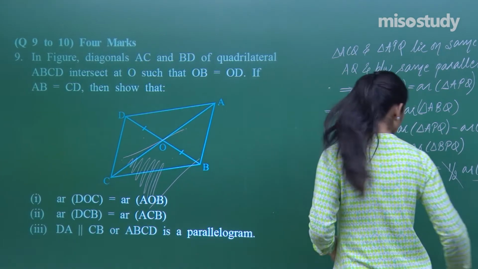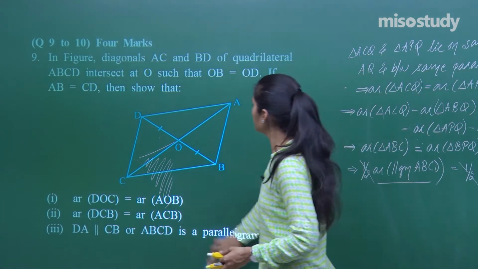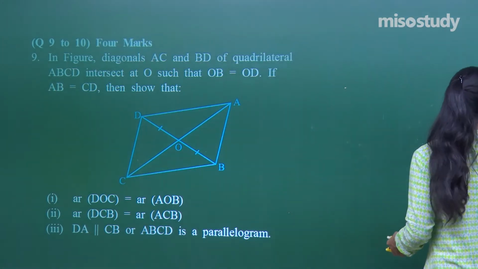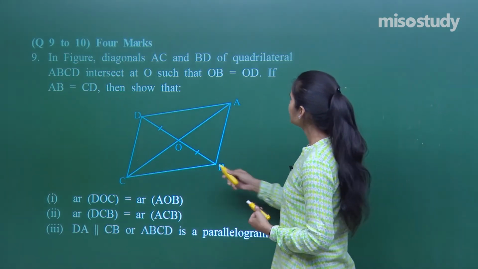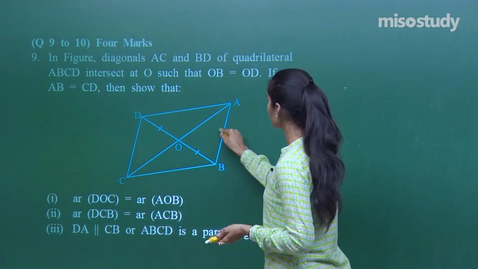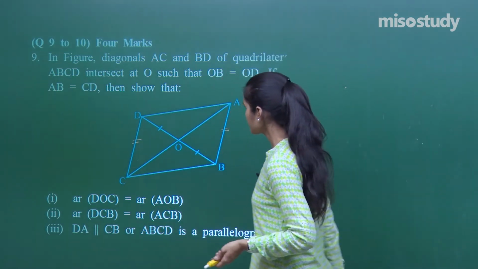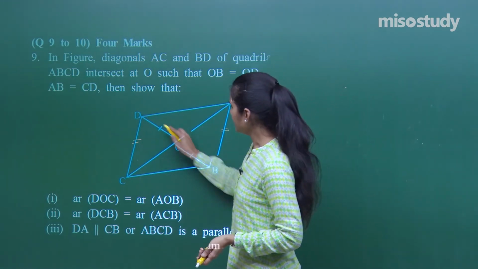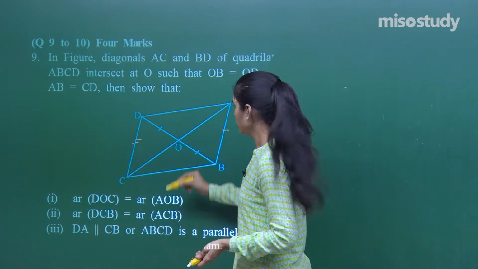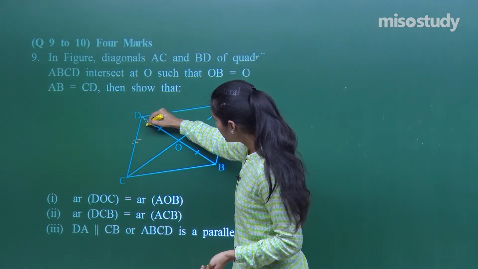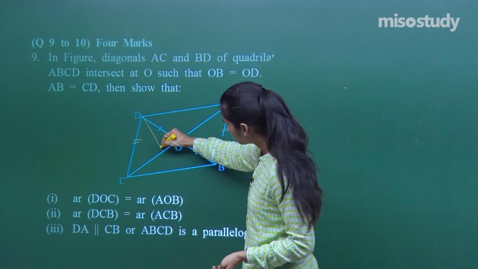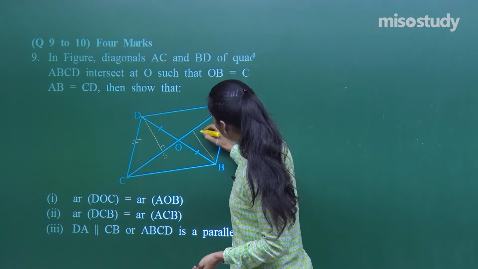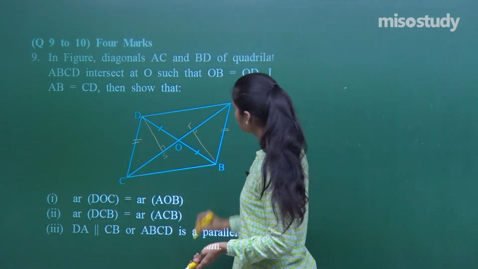Next question says what? Let's see. In this figure, diagonals AC and BD of a quadrilateral intersect at O such that OB is same as OD. AB is same as CD. So AB is given same as CD. Show that DOC triangle has area equal to AOB. DOC has same area as AOB. What you do, you drop perpendicular from here to here. Let this point be S, and again drop a perpendicular from here to here. Let this point be T.